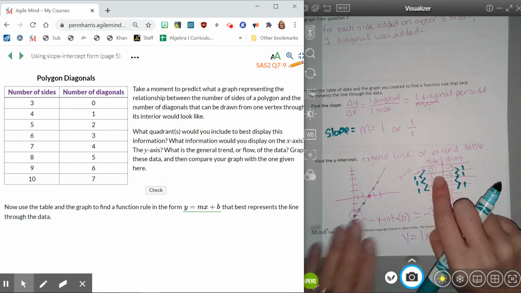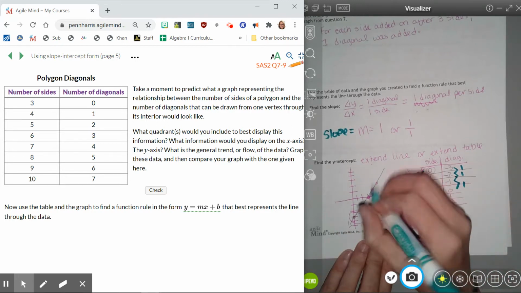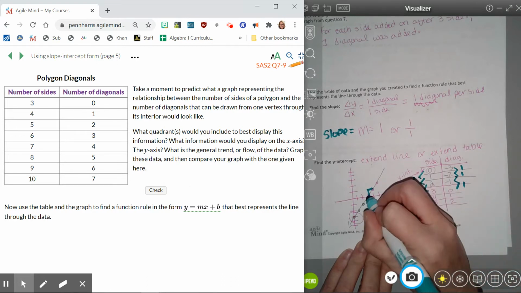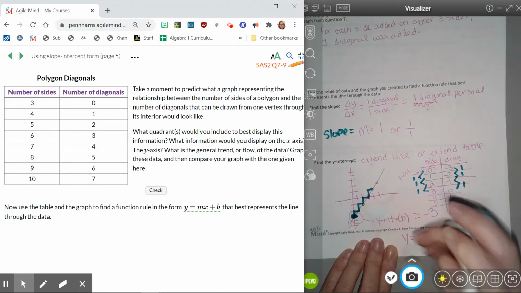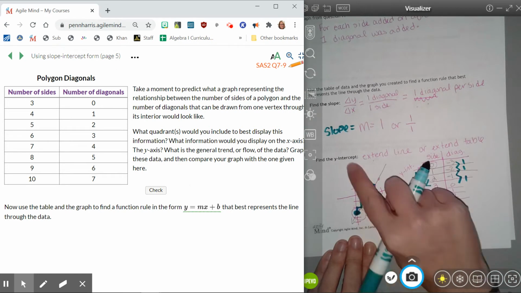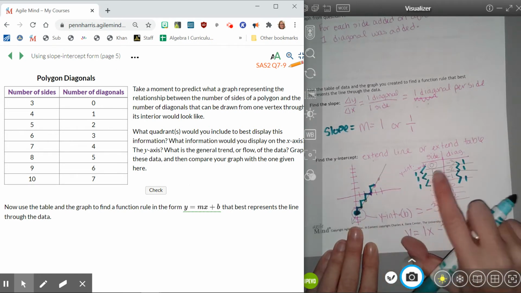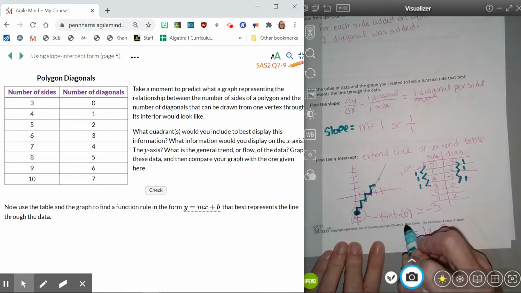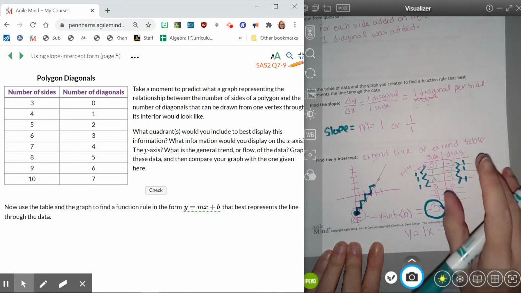Okay, we can also follow this trend where before we were going up 1 over 1, we can now go over 1 down 1, over 1 down 1, over 1 down 1. And that gives me the y-intercept. The y-intercept is where it crosses the y-axis. And I see that no matter if I use my table or if I use my graph, that y-intercept is sitting at -3.